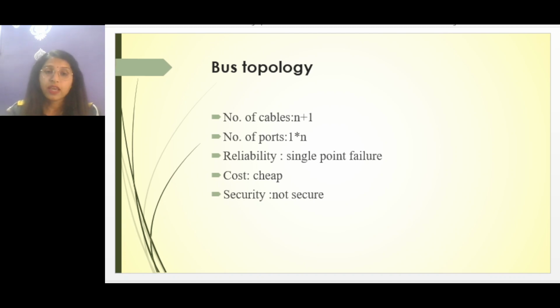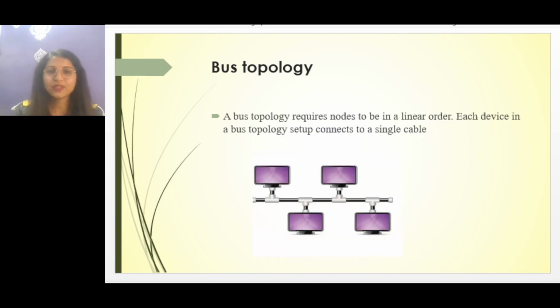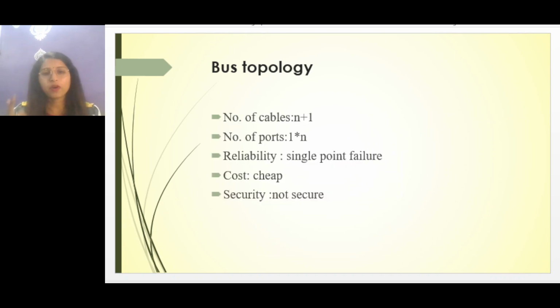And security, as I have already told, if a message is to be sent from A to D, it will be received by B, and it will be received by C. So obviously it is not secure. I just hope that you have understood how in bus topology the networks get connected in linear order, how many cables, how many ports, whether it is reliable, and whether it is cost effective. Based on all these characteristics, the network engineer will decide whether to implement the network in the bus topology.